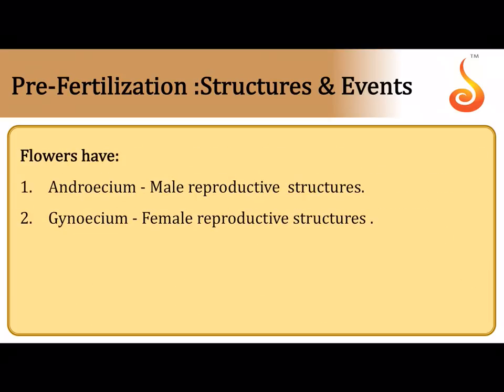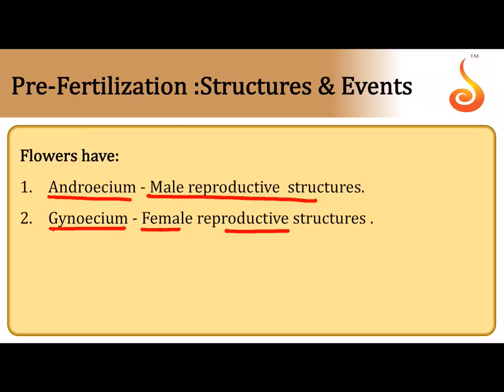We have already discussed that the flower has a male reproductive structure. The male reproductive structure of the flower is called the androecium. The female reproductive structure of the flower is referred to as the gynoecium. I have already told you that the units of androecium are referred to as the stamen, and the units of gynoecium are referred to as the pistil or carpel.